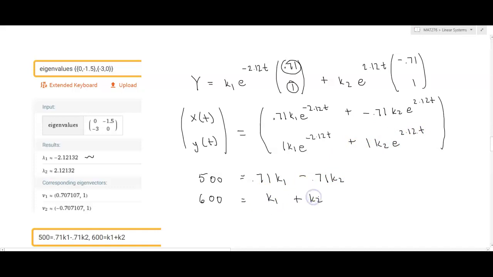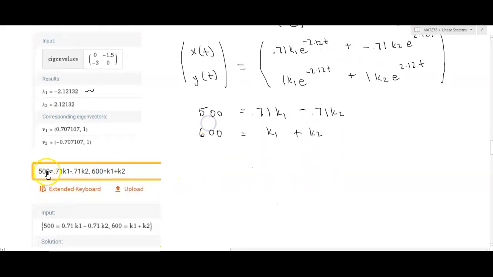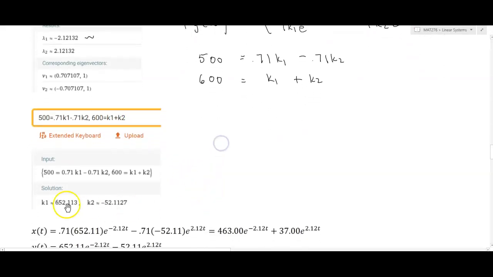plus k2. Now I want to solve this, so we're going to use Wolfram Alpha to do it for us. I already have that here: 500 equals 0.71 k1 minus 0.71 k2, comma, 600 equals k1 plus k2. The solution I get is k1 is 652.11, k2 is negative 52.11.